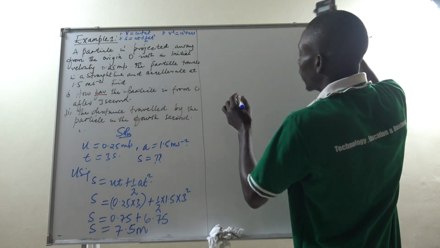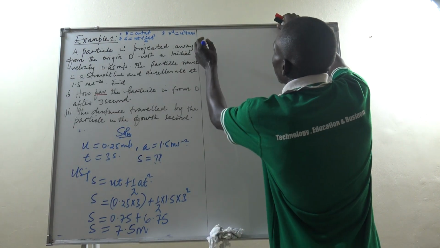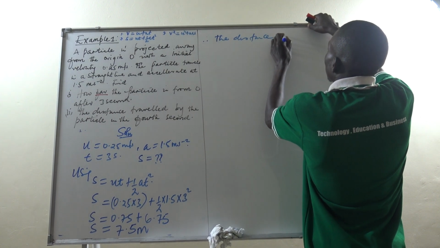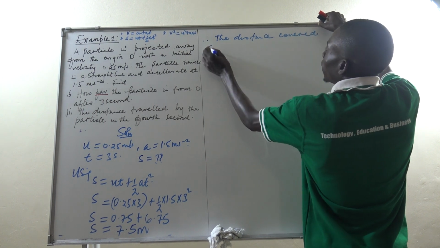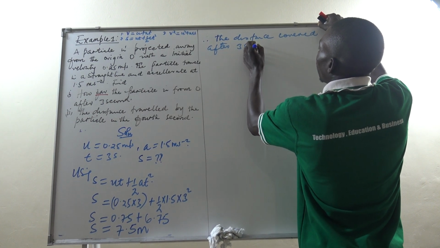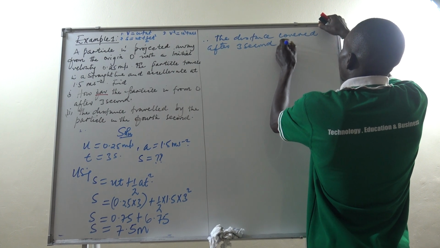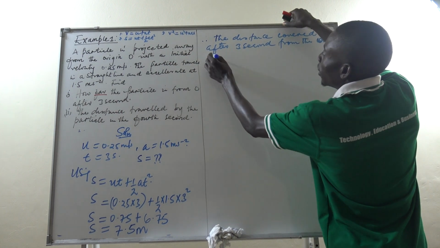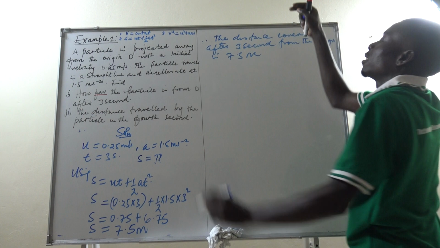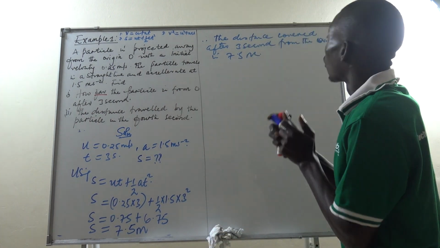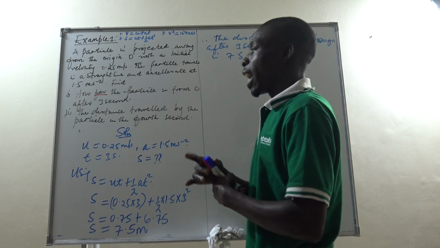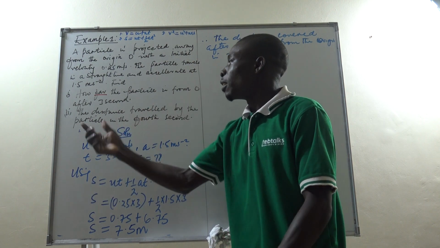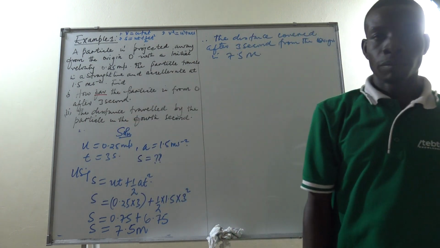And then we shall now make a conclusion that therefore the distance covered after 3 seconds from the origin is 7.5 meters. Always make that conclusion there for your final answer. And then let's meet in the next episode for the second part of our calculation.